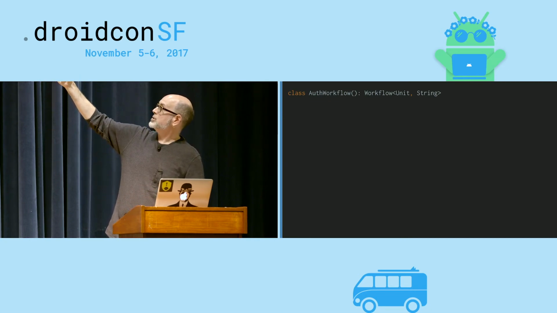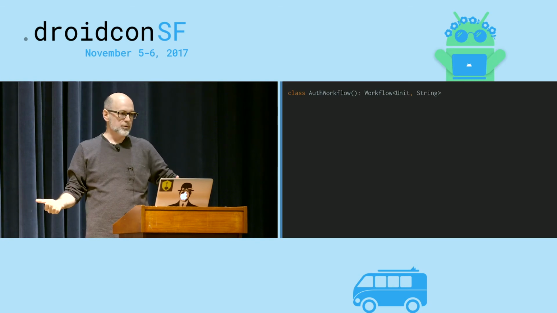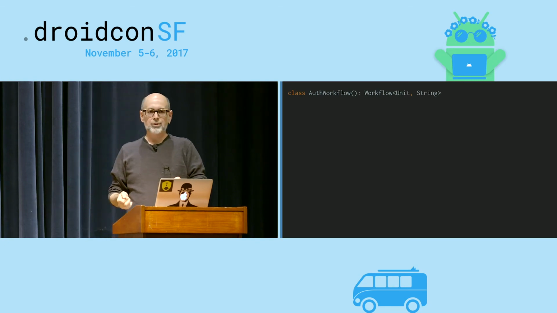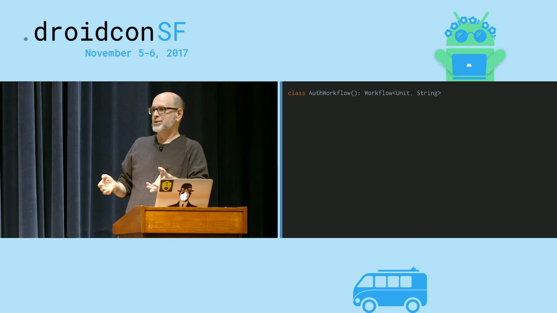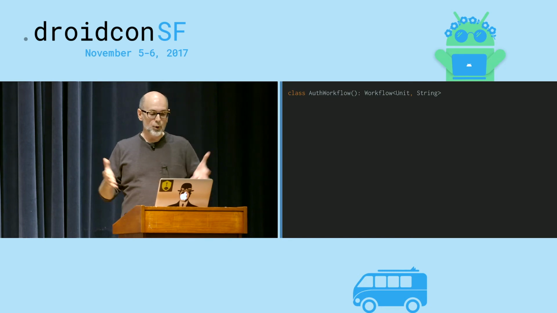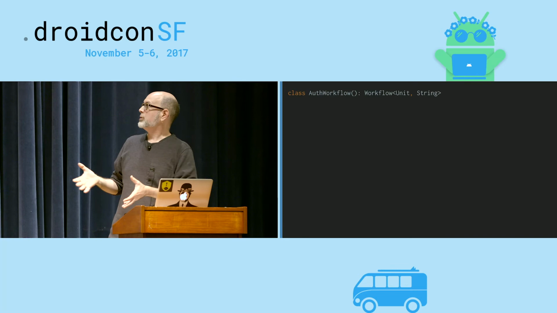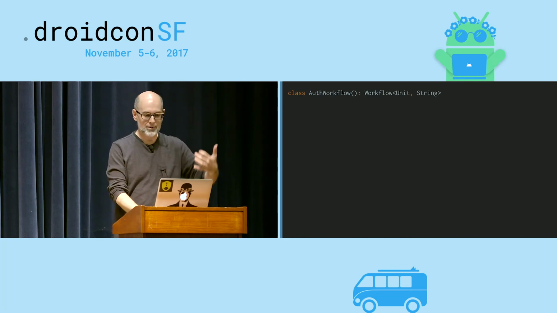Remember that we have two parameter types on there, something that comes in and something that goes out. Auth workflow doesn't start with any particular interesting information, so it just starts with Unit, one of the two Kotlin moral equivalents of void, except it doesn't involve you ever dealing with nulls, which is nice. And when our auth workflow ends, it's going to provide some kind of a token.